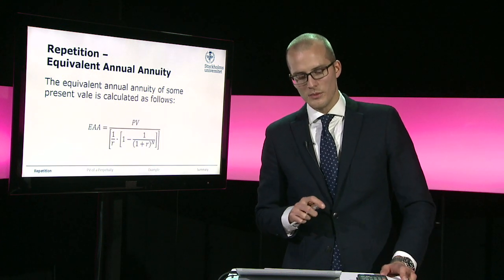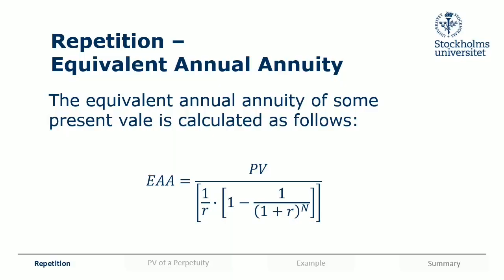In the last lecture we talked about equivalent annual annuity, and we said that the equivalent annual annuity of some present value is calculated as follows. Basically you divide the present value with the formula for present value of an annuity. So you do the absolute reverse as you did when you calculated the present value of an annuity. And hence you get the reversed answer. So instead of getting the present value, you get the annuity.